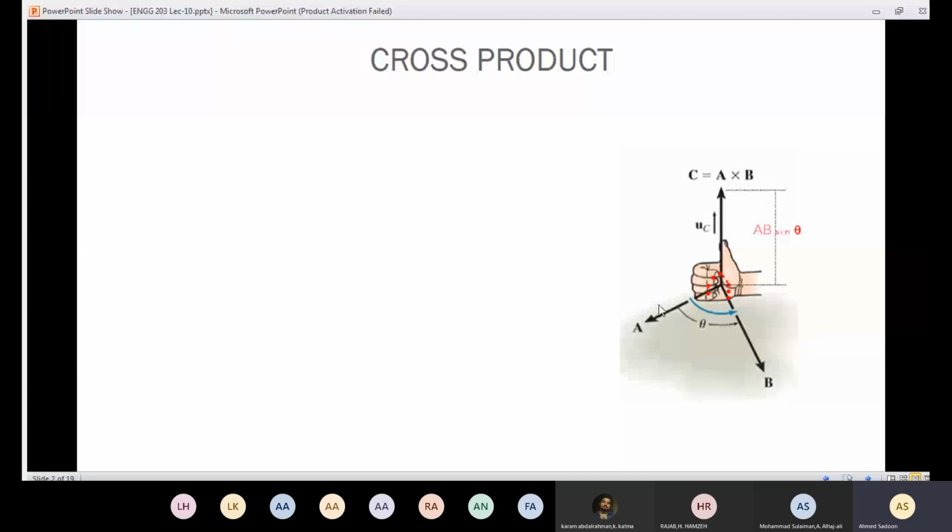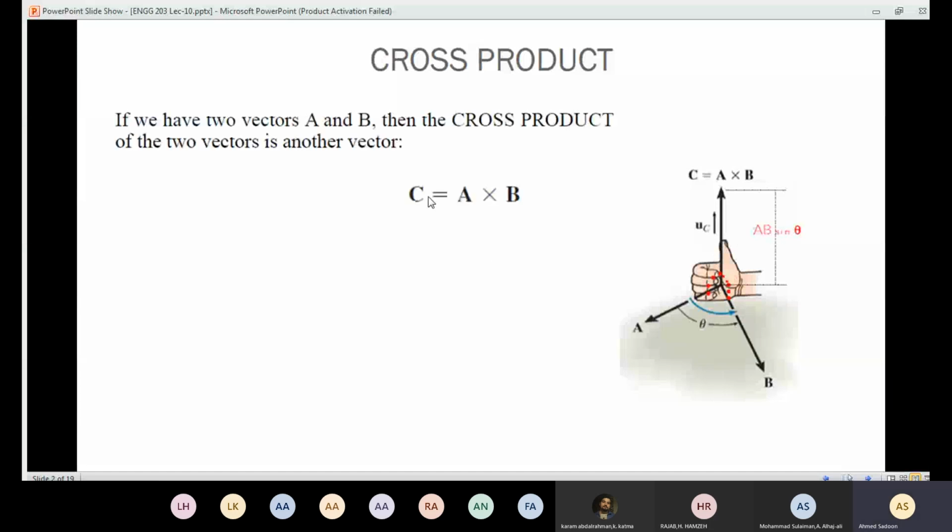In the right hand rule, you use your right hand, and you curl your fingers so that they start with vector A towards vector B. And then you will notice that your thumb is directed in the direction of the new vector. So C equals vector A cross vector B.